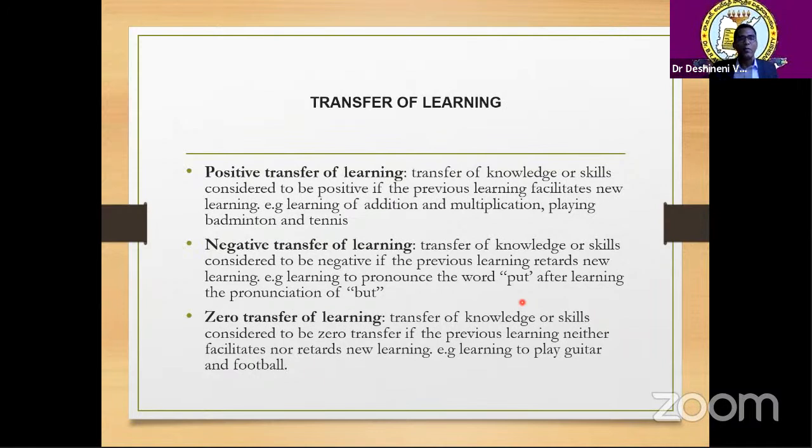Similarly, when we take playing badminton and tennis, these 2 games are somewhat similar. So if a child acquires a lot of expertise in badminton, definitely this skill helps to play tennis in a better manner. This type of transfer is known as positive transfer. That means when the learner is learning certain things or getting certain skills, if there is a possibility of transferring this knowledge or skill to another area and getting benefit from that, it is positive transfer of learning.